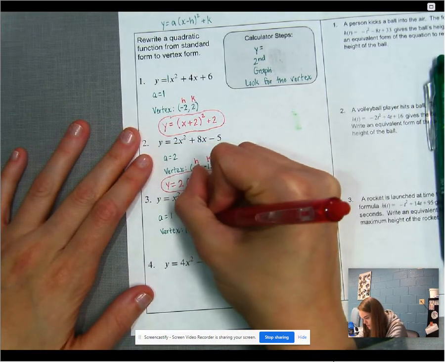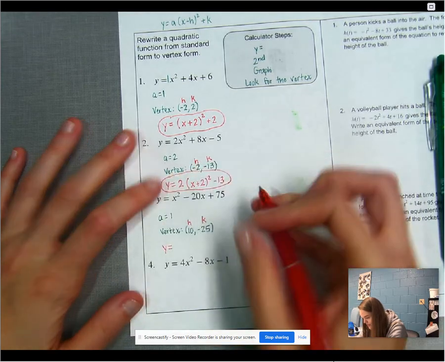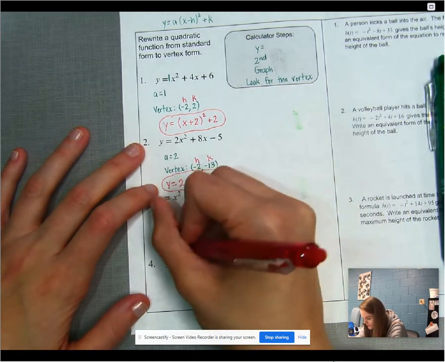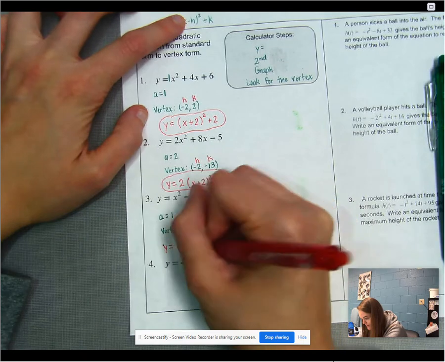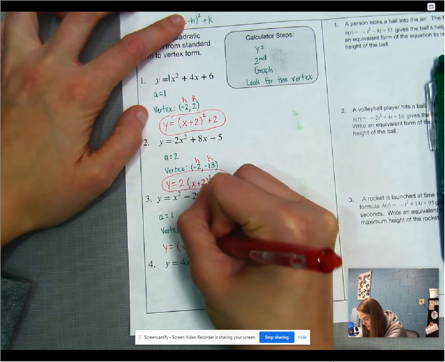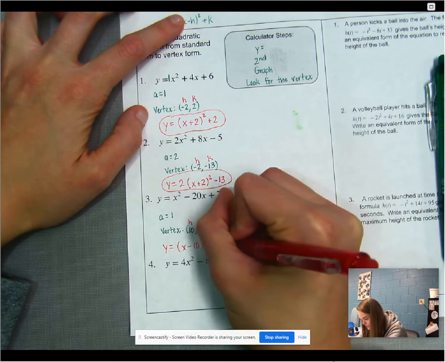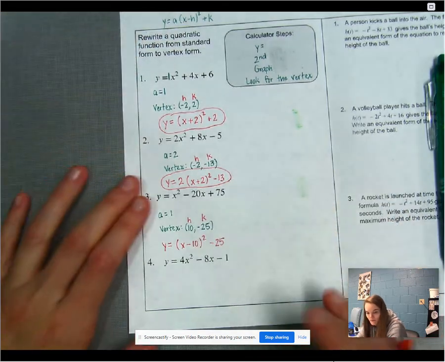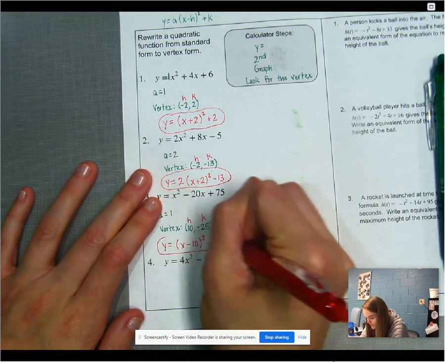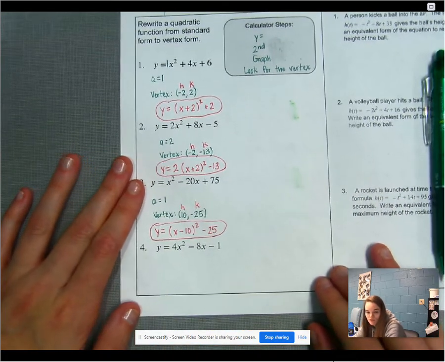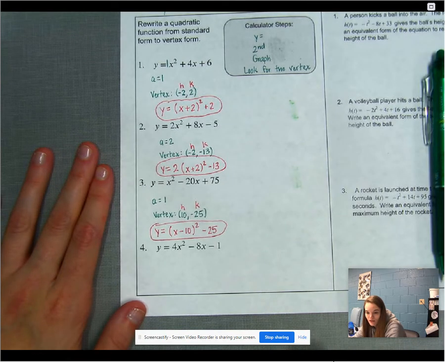H. Okay. Y equals, I don't have to put 1. X minus 10 squared minus 25. That's the answer. Again, I hope you paused it for number 4. If you didn't, do that now.